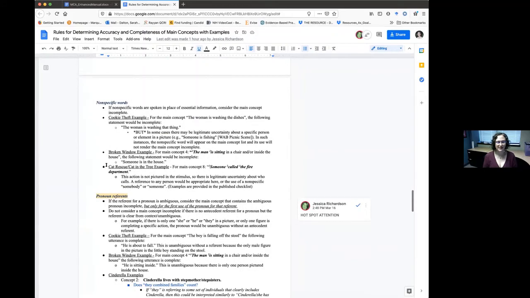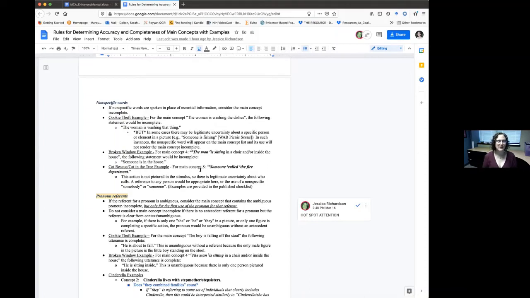And then a better, or a little bit clearer, example of this is actually for the cat rescue or cat in the tree stimulus item. So for main concept 8, our healthy control sample said someone called the fire department. And this is not an action that's pictured in the stimulus. This is something that individuals add because they have to provide a reason for the fire department showing up.